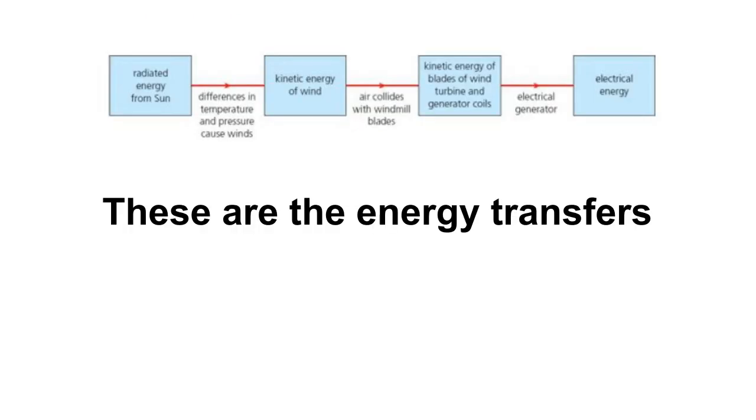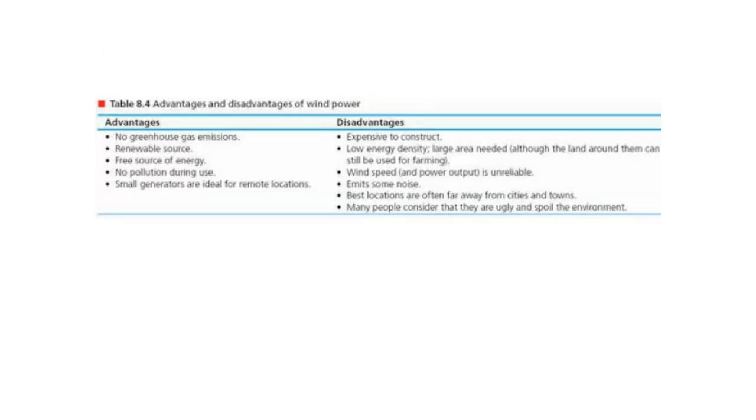Now, it is very important that you know what the energy transfers are. So we started off with radiated energy from the sun, which becomes kinetic energy of the wind, which then is transferred to kinetic energy of the wind turbine blades, which then via the electrical generator becomes electrical energy. It's quite straightforward. And it's also really good to know what the advantages and disadvantages of wind power are.